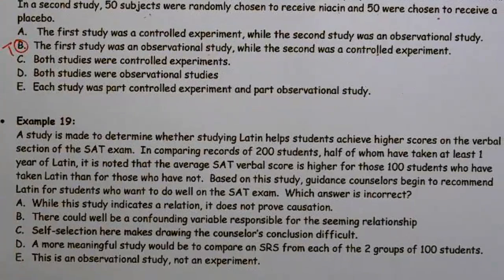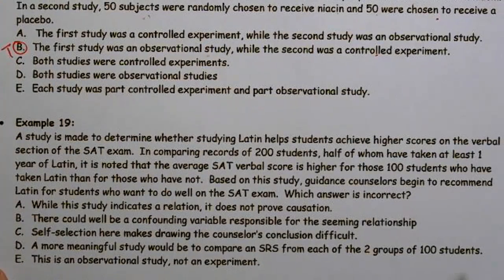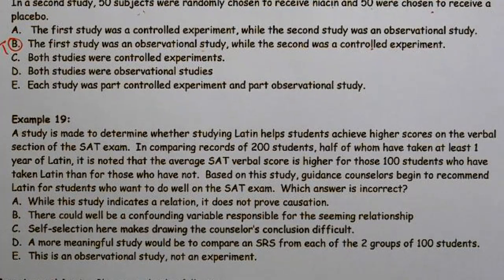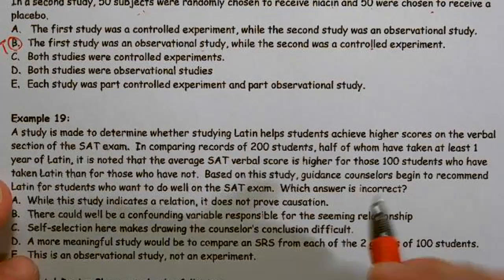Number 19. A study is made to determine whether studying Latin helps students achieve higher scores on the verbal section of the SAT. In comparing records of 200 students, half of whom have taken at least 1 year of Latin, it is noticed that average SAT verbal scores are higher for those 100 students who have taken Latin than those who have not. Based on the study, guidance counselors began to recommend Latin for students who want to do well on the SAT exam. Which answer is incorrect? So once again, we're looking for false.